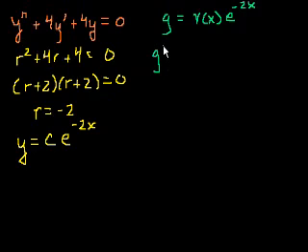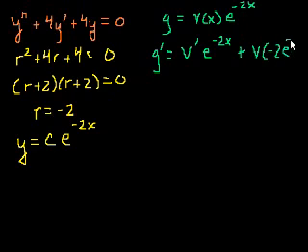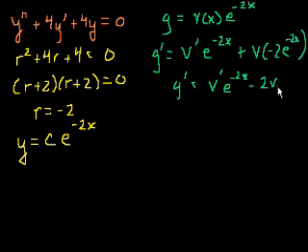So the first derivative of g is equal to, well, this is product rule. And I'll drop the v of x. We know that v is a function and not a constant. So product rule: derivative of the first, v prime, times the second expression, e to the minus 2x, plus the first function or expression times the derivative of the second, so minus 2 times e to the minus 2x. Or just to write it a little bit neater, g prime is equal to v prime e to the minus 2x minus 2v e to the minus 2x.